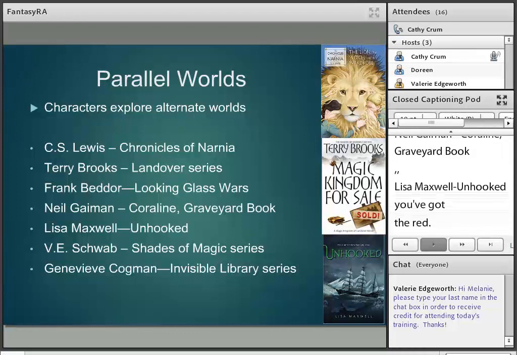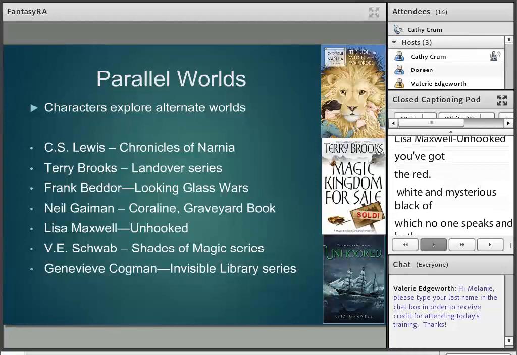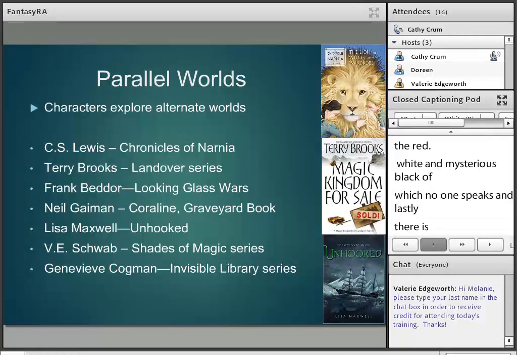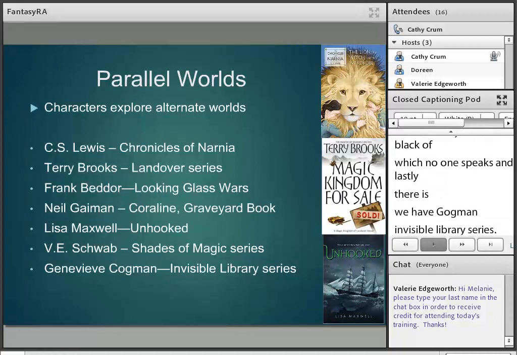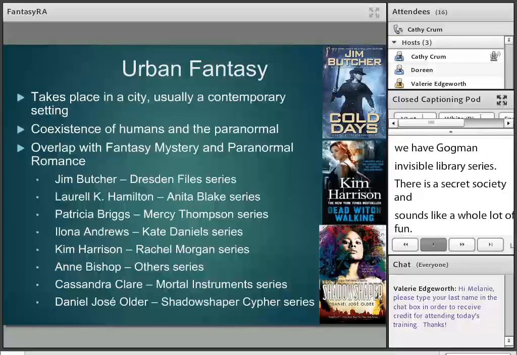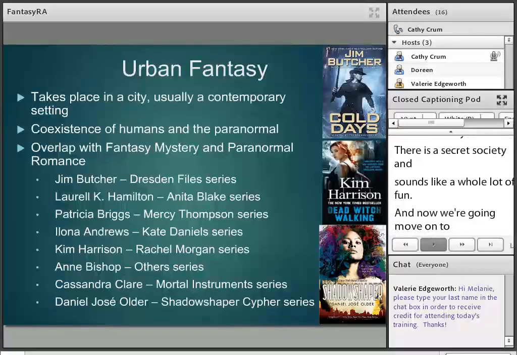And lastly, there's Genevieve Cogman's Invisible Library series, which has librarian spies. I mean, we could just stop there, but these librarian spies actually travel to alternate realities, and there's magical creatures and secret society. It just sounds like a whole lot of fun. And now we're going to move on to urban fantasy.